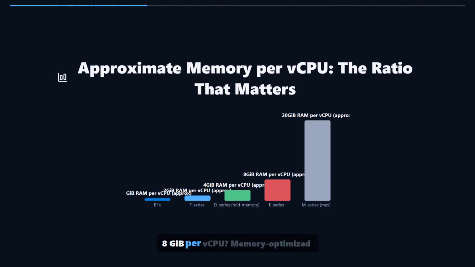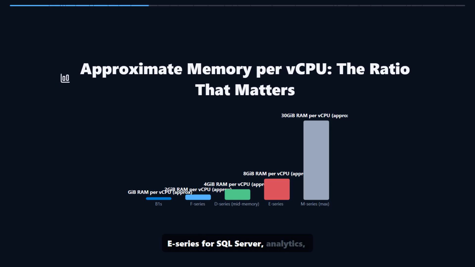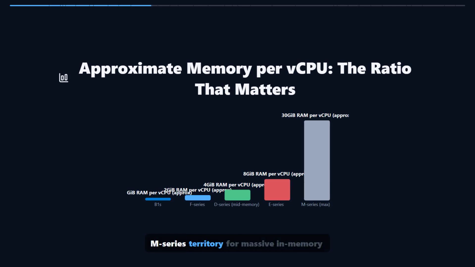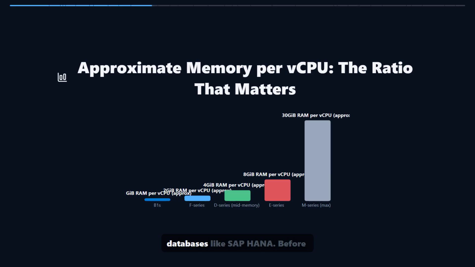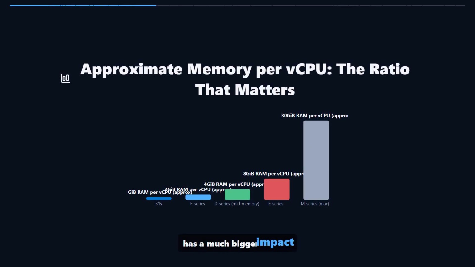Around 8 GB per vCPU, memory-optimized E-series for SQL Server, analytics, and caching. More than 30 GB per vCPU, that's M-series territory for massive in-memory databases like SAP HANA. Before comparing prices, compare memory ratios. Picking the correct ratio usually has a much bigger impact on performance than simply adding more virtual CPUs.